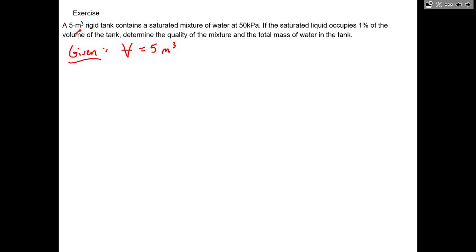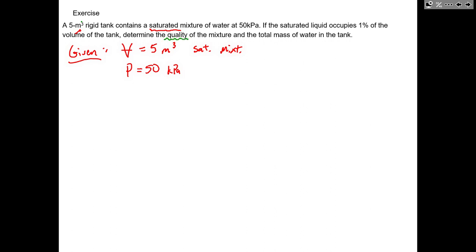And what else does it tell us? It says this particular volume of stuff is a saturated mixture. So that means we're going to be under the dome. We'll take a look at that from the tables in just a second. And we've got a pressure of 50 kilopascals. And then it says the saturated liquid occupies 1% volume of the tank, determine the quality of the mixture.